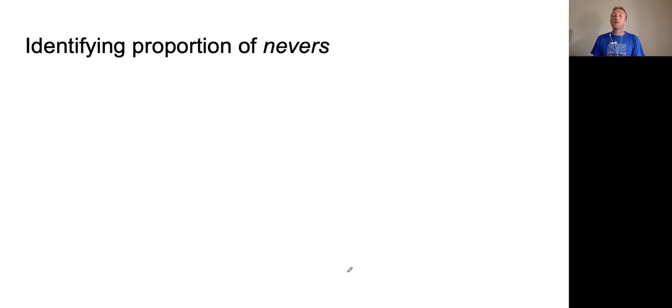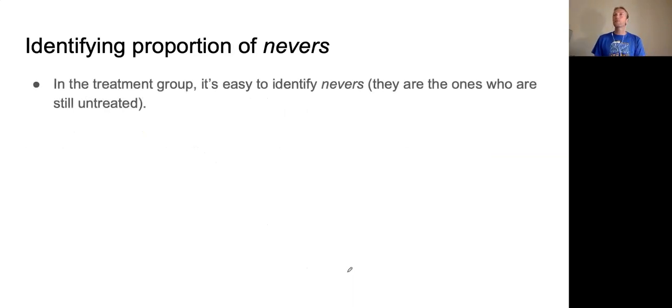Okay, here's how I find the nevers. Don't forget, the nevers are the people in the treatment group who are not treated. Well, that's pretty easy. In the follow-up survey, I can ask the individual the question: were you in the treatment group? Yes, check. Did you get the treatment? If they say no, I'm like, you're a never. If they say yes, then I'm like, you're probably an enroll if offered.